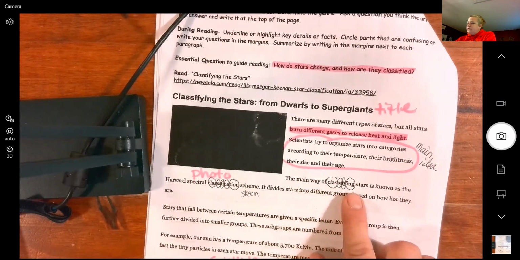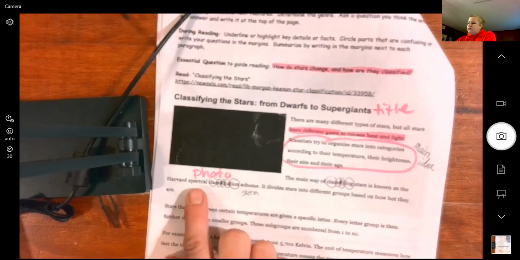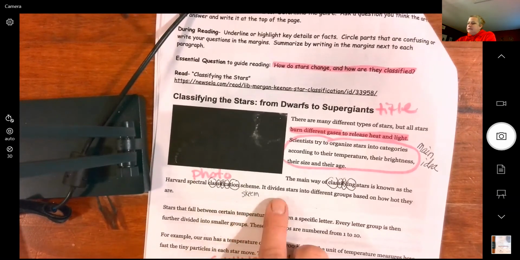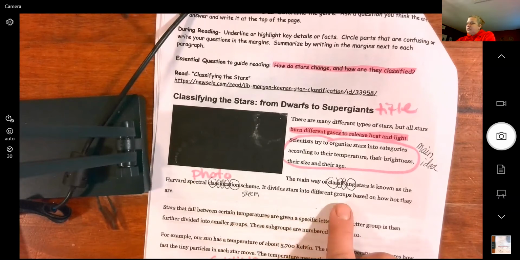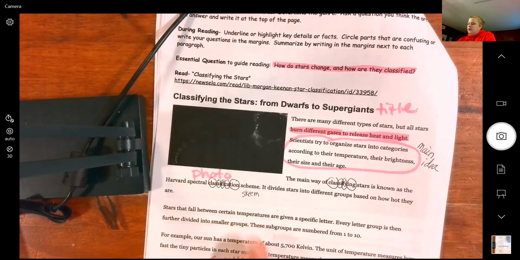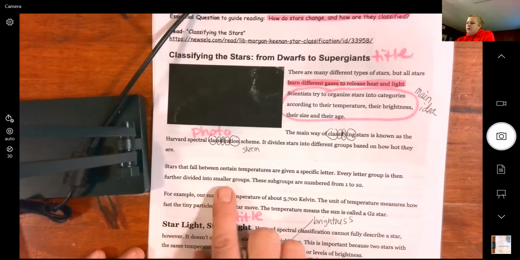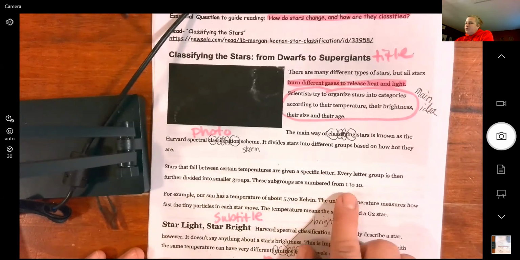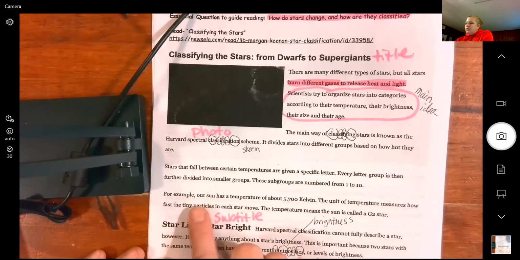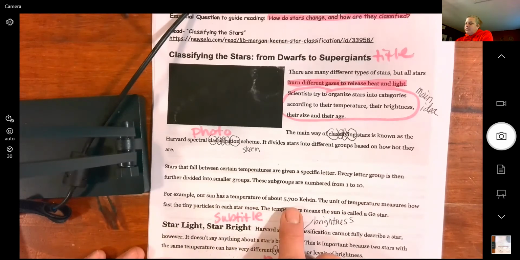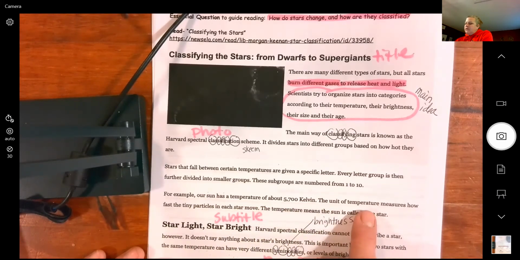The main way of classifying stars is known as the Harvard Spectral Classification Scheme. It sorts stars into different groups, based on how hot they are. Stars that fall between certain temperatures are given a specific letter. Every letter group is then further divided into smaller subgroups. These subgroups are numbered from 1 to 10. For example, our sun has a temperature of about 5,800 Kelvin. The unit of temperature measures how fast the tiny particles in each star move. The temperature means that the sun is called a G2 star.